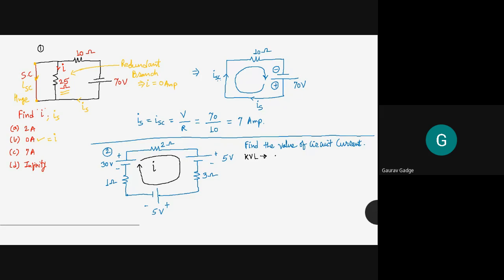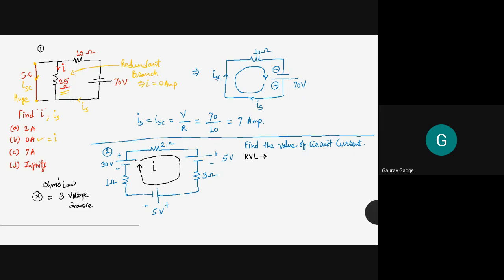See, Ohm's law is not possible here because the circuit consists of 3 voltage sources. If there are 3 voltage sources present, it means we cannot consider the equivalent voltage, right? So we have to apply Kirchhoff's voltage law. Now Kirchhoff's voltage law considers the sign convention.